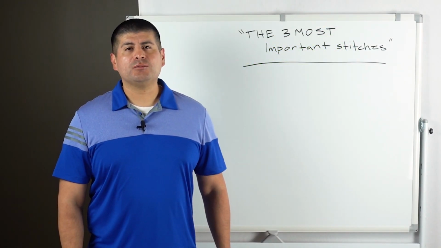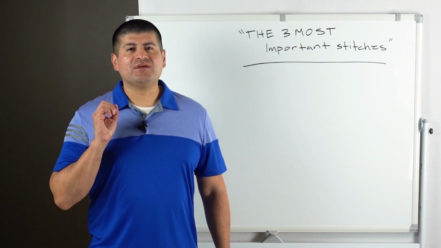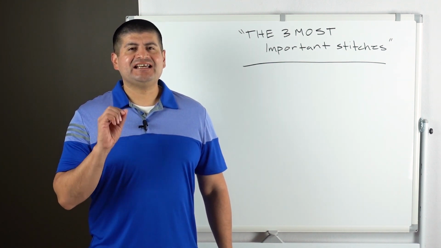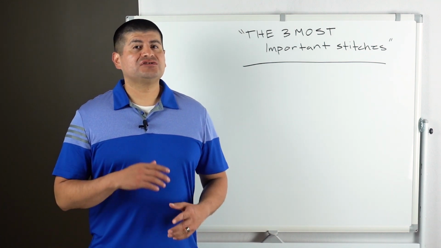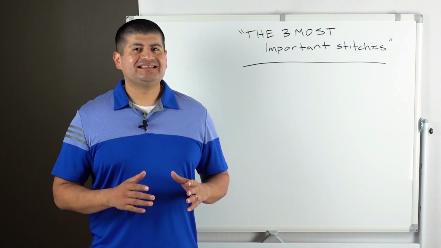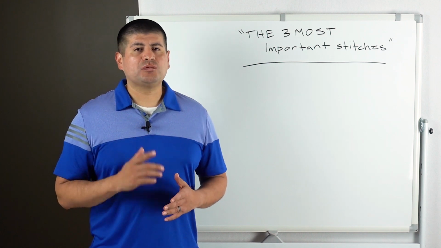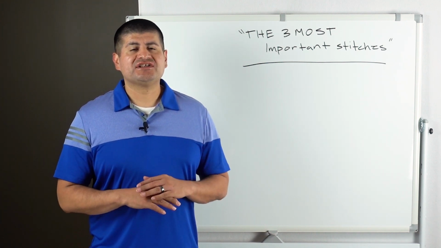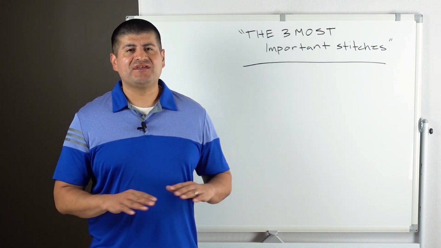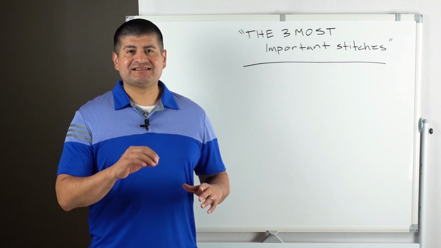My name is Ever Romero, and in today's video, I am going to give you 3 of the most important stitches in machine embroidery. We are also going to analyze these stitches and check out all the different purposes and functions that each of these stitches give us as embroiderers. Let's start with stitch number 1, which is the most important stitch of them all. Actually, every other stitch derives from this stitch here.